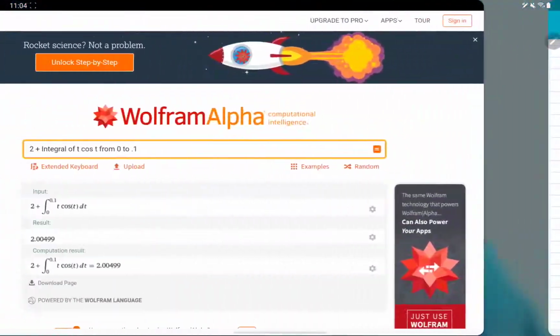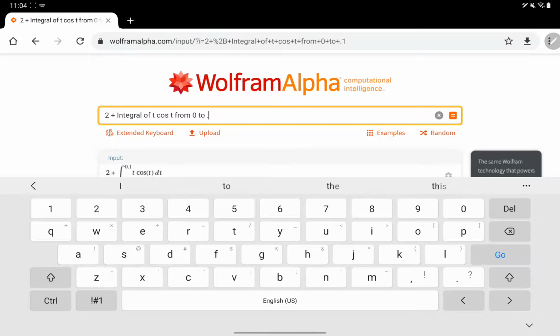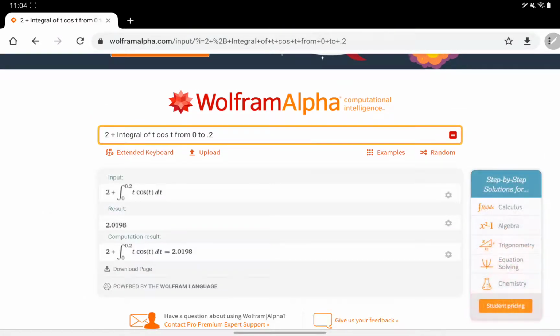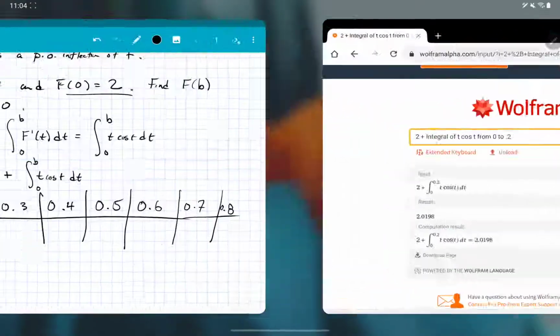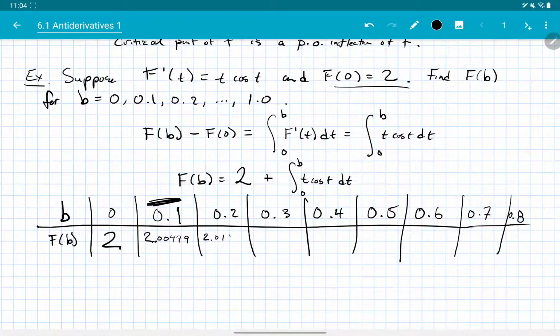Now for 0.2, then all we do is we go up and we change our query to give us 0.2. 2.0198. And then we would continue with these other numbers. I'll fill these in from a chart here.